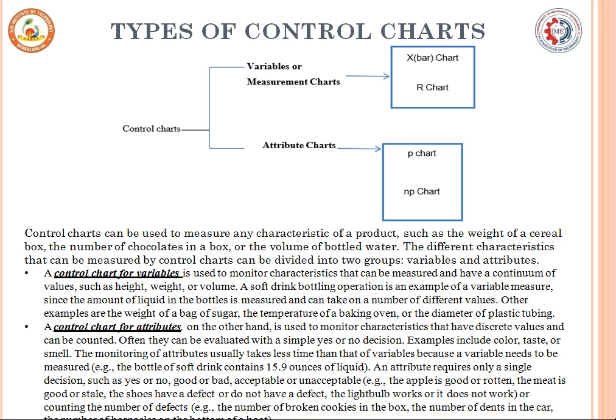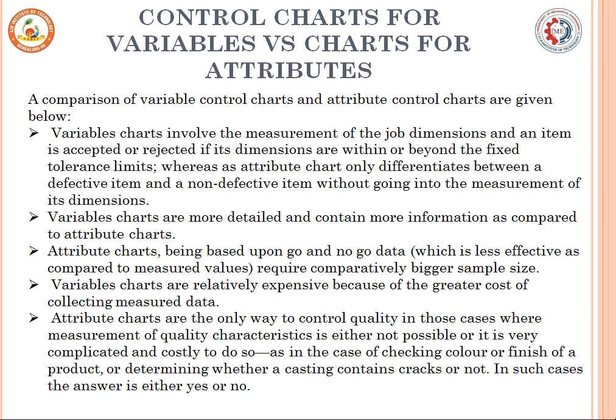What are the types of control charts available? Variables or measurement charts, and attributes charts. For variables, the X bar chart and R chart are used. If it is an attribute chart, the P chart and NP chart, meaning the non-conformance chart, are used. So these two types of control charts are available, and based on the need inside the industry, I apply them: control charts for variables and control charts for attributes.